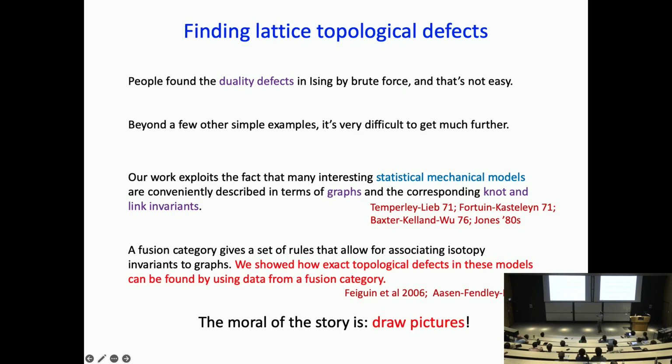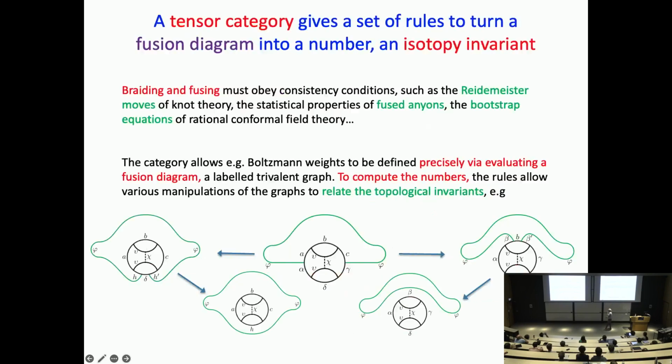And then we sat down and explained how to do this more generally. And the moral story I'm going to show you is: draw pictures. What the fusion category brings to this story is a way to turn what I like to call a fusion diagram into a number. By a fusion diagram I mean a labeled trivalent planar graph. Everything I say can be generalized greatly, but that's the case I'm going to focus on here.